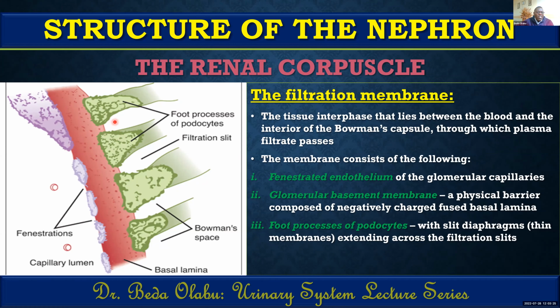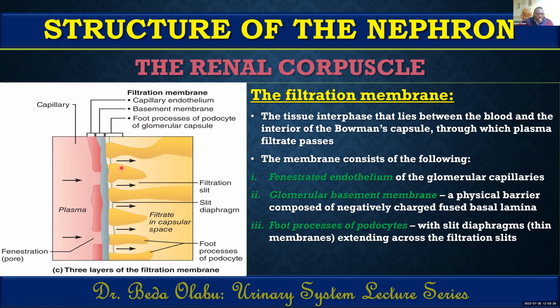So these three structures constitute the barrier. Remember, the filtration slits have some thin membranes, which we call the slit diaphragm. And so large substances which have passed through here and here may still be trapped at this level. All in all, that is the filtration membrane. Those three structures constitute the glomerular filtration membrane.